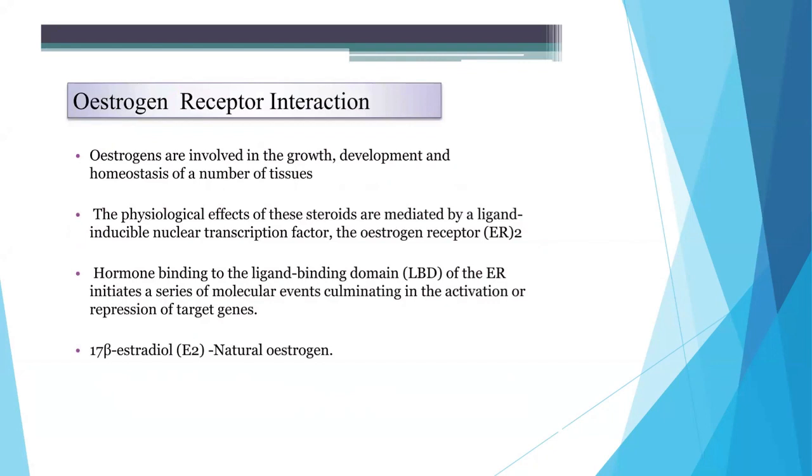Now, one example is the estrogen receptor interaction. Estrogens are involved in the growth, development, and homeostasis of a number of tissues. The physiological effects of these steroids are mediated by a ligand-induced nuclear transcription factor, the estrogen receptor. Hormone binding to the ligand binding domain of the ER initiates a series of molecular events, culminating in the activation or repression of target genes.